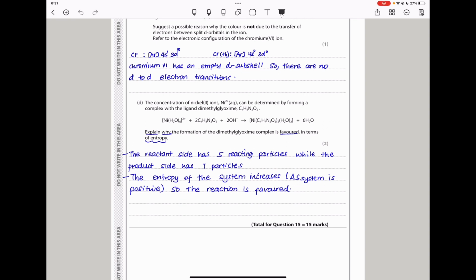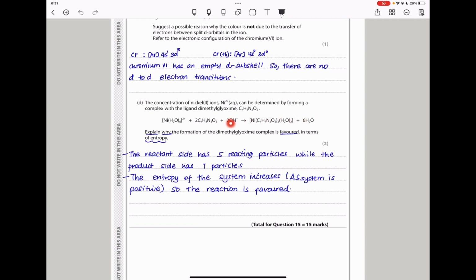Lastly, part D says the concentration of Ni2+ ions can be determined by forming a complex with the ligand dimethylglyoxime. We have it there, and this is a reaction involving that. They say explain why the formation of that dimethylglyoxime complex is favored in terms of entropy. When they ask in terms of entropy, we have to look at the particles on the left side and the particles on the right side.